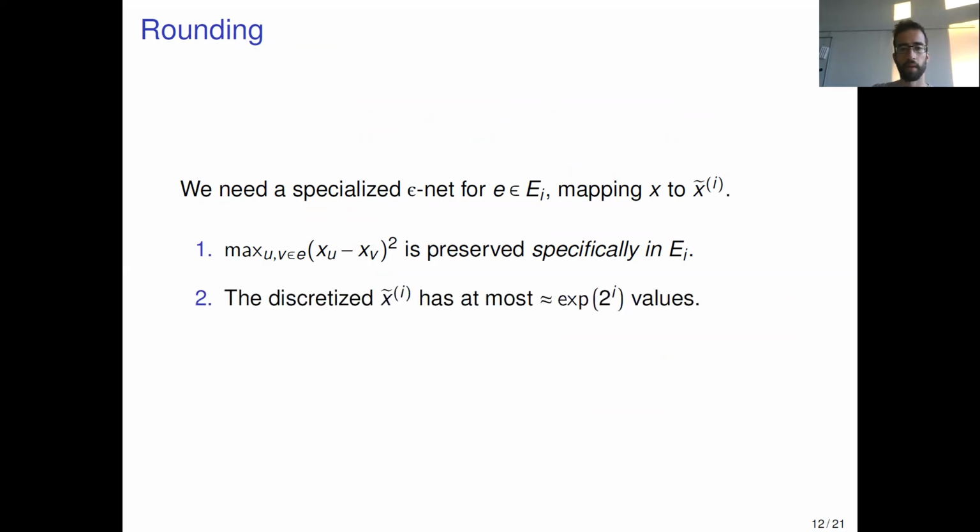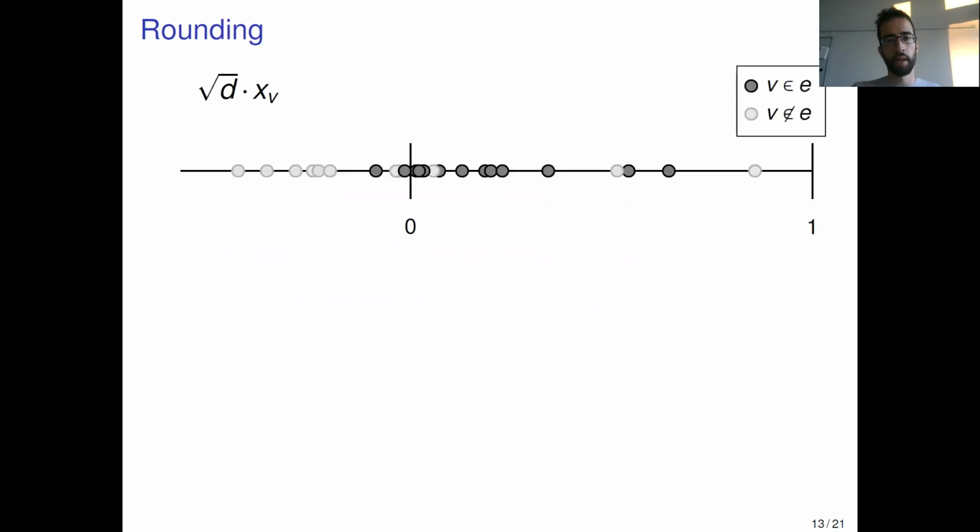And the bound on the number of possible discrete vectors x tilde of i should be exponential in 2 to the i, right? So that our union bound should exactly balance out with our Chernoff bound. And in the end, we should be able to say something meaningful about the probability of concentration simultaneously for all x. All right, so with these specifications in mind, let's see what kind of a rounding we can construct.